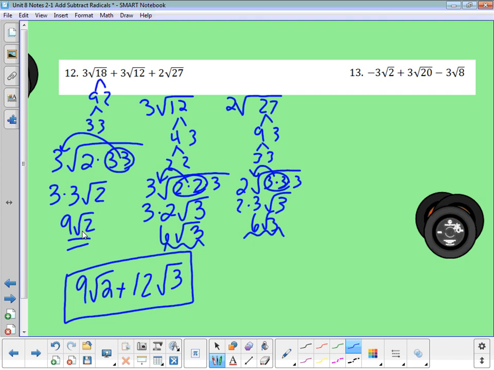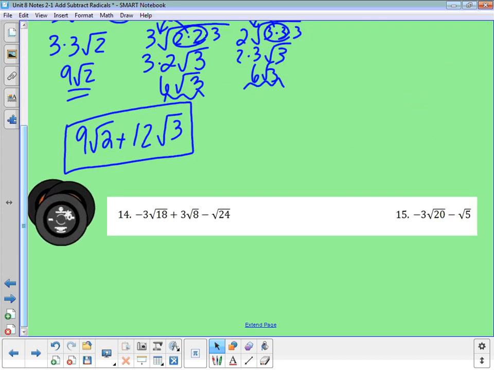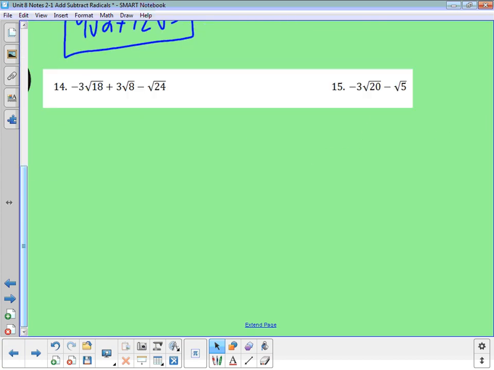Go ahead and try number 13 on your own. You only need to simplify the second two radicals. Now I'm going to get number 14 set up for you guys, and then I'm going to have you finish it up on your own. Okay, so you're going to have a couple of these that you have to do on your own on the note sheet. So for number 14, you're going to break 18 down.